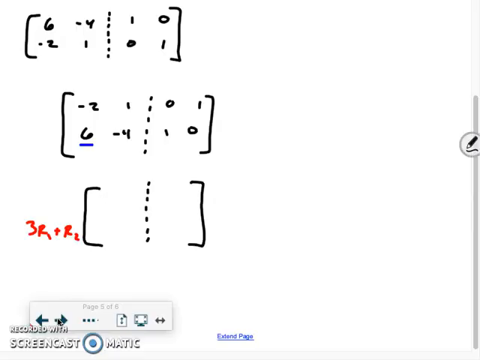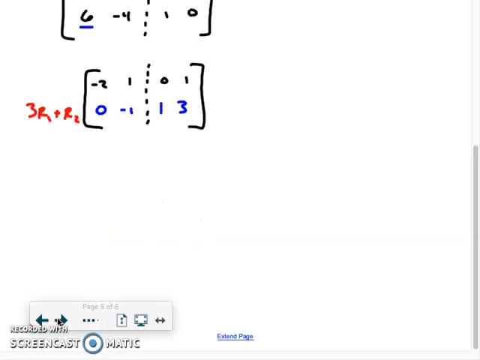Maybe I should have started with that, meaning that row 1 stays the exact same. For row 2, you're going to notice, if I were to triple the first row and add it to the second, that's going to give us a 0 here. Triple the first row and add it to the second, that's going to be 3 plus -4 is -1. Triple 0, still 0 plus 1 is 1. 3 times 1 is 3 plus 0. We're looking now at this. So hopefully you're starting to understand why we chose to do this.